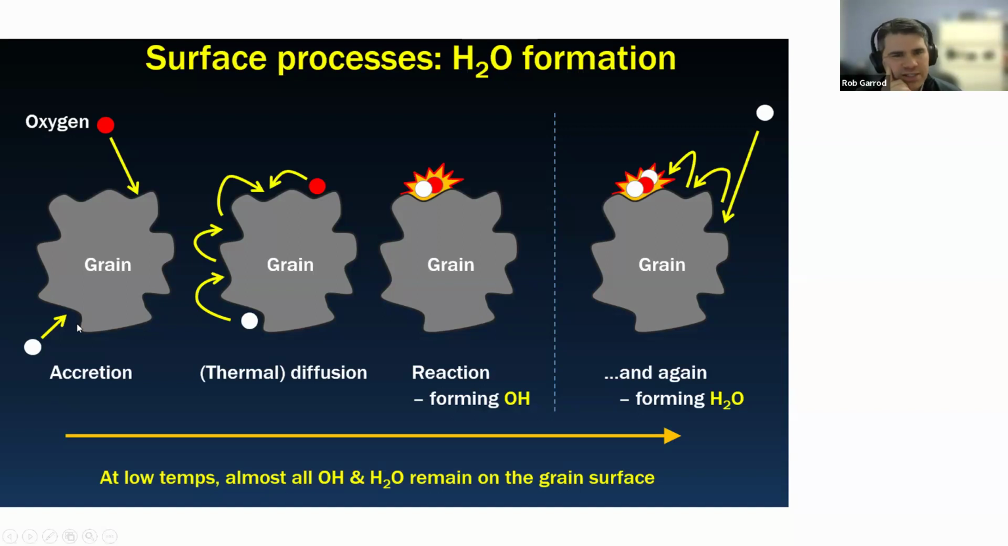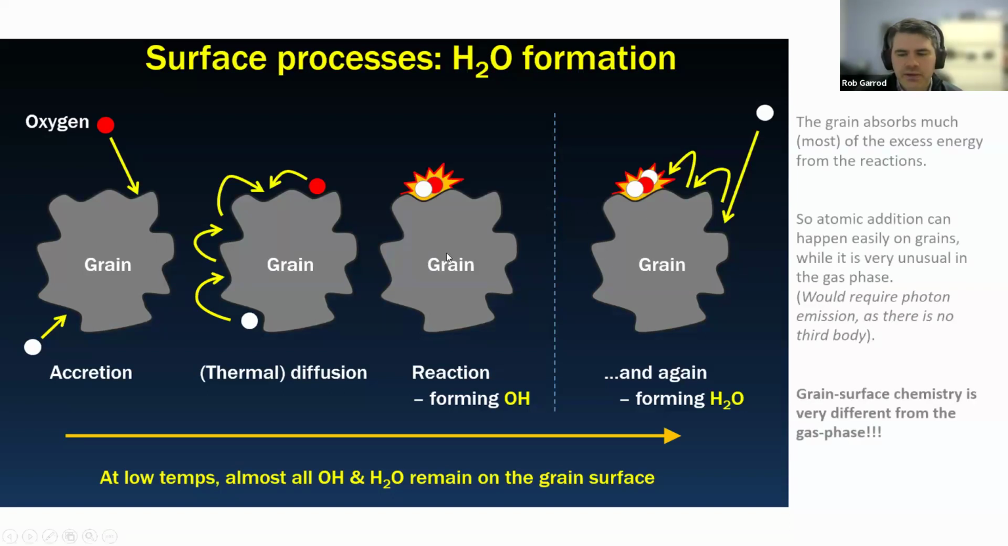It's a diffusive process, and in this case we start off with an oxygen atom that sticks to the grain, a hydrogen atom sticks as well, and then the hydrogen atom hops around the surface. Maybe the oxygen hops occasionally, but it's more strongly bound to the surface, so that's less likely. But eventually the hydrogen and the oxygen will meet and produce OH. Then that process will happen again. Another hydrogen will come down and react and will form water. That water will typically stick to the surface. There's a small probability that it will leave, but in general, water is going to be much more strongly bound to the grains, and so it will remain.